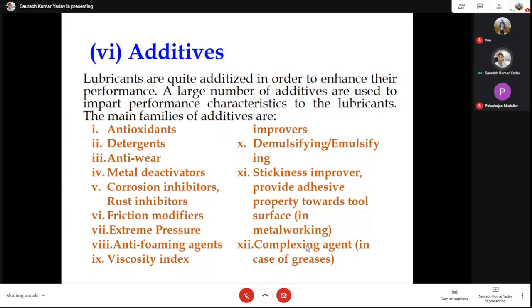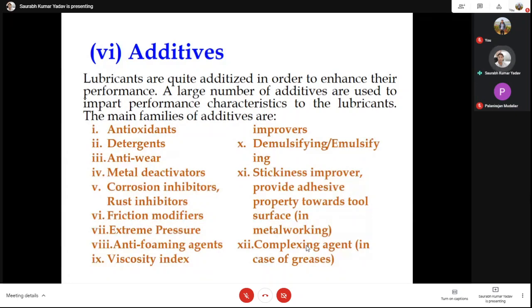So let's start. In the last class, we discussed lubricants and how additives play an important role in the performance of lubricants. We discussed the various functions additives have to perform: antioxidant, detergent, anti-wear, metal deactivators, corrosion inhibitor, friction modifier, extreme pressure, anti-foaming agents, viscosity index improver, demulsifying agents, and stickiness improver. These are the 10 or 12 listed properties that additives have to provide, and apart from that there are various kinds of additives used in lubricants.